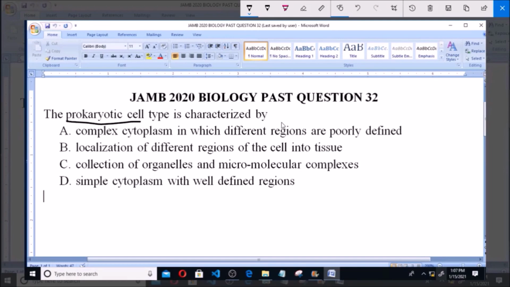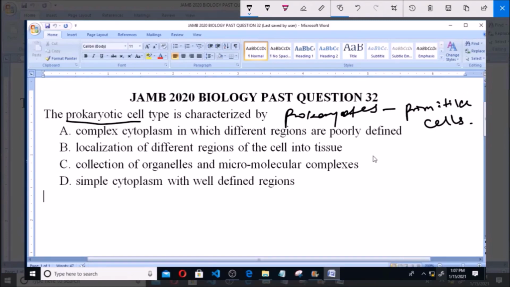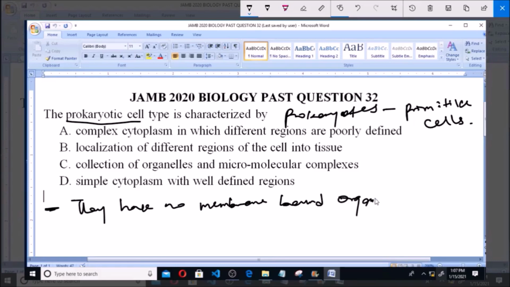Organisms that have this prokaryotic cell are referred to as prokaryotes. Prokaryotes, or prokaryotic cells, are primitive cells. A specific characteristic of the prokaryotic cell is that they have no membrane bound organelles. Even the nucleus of this prokaryotic cell is free.